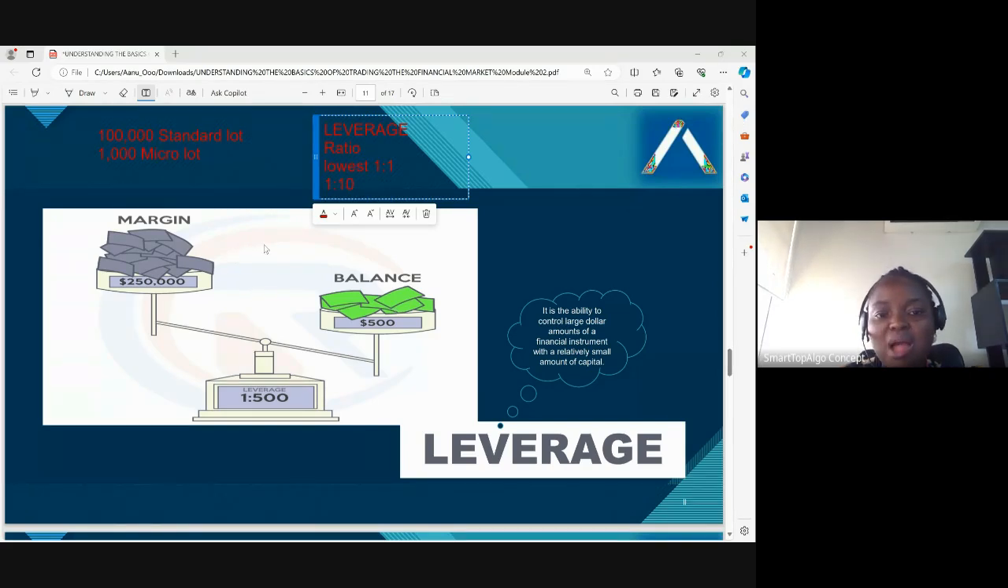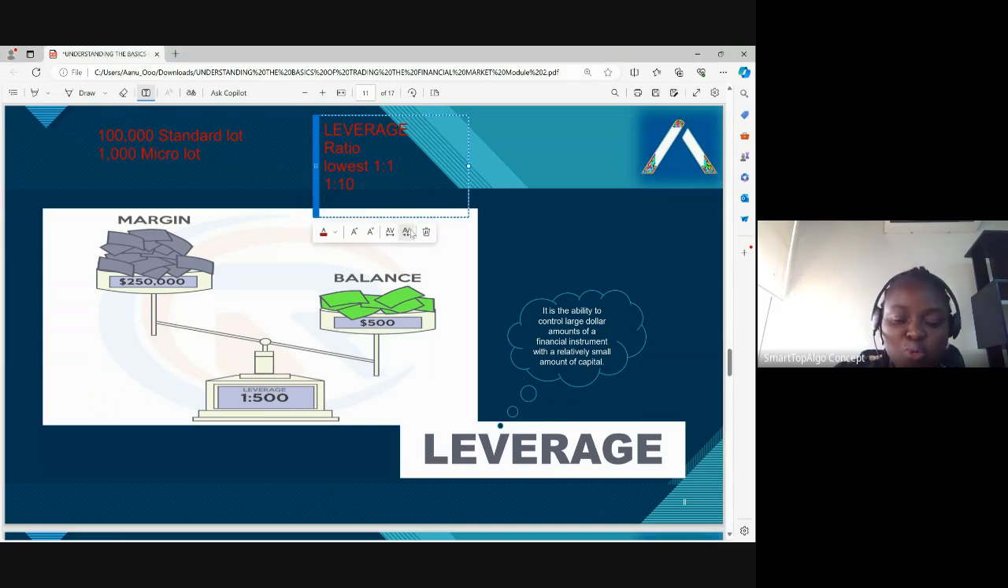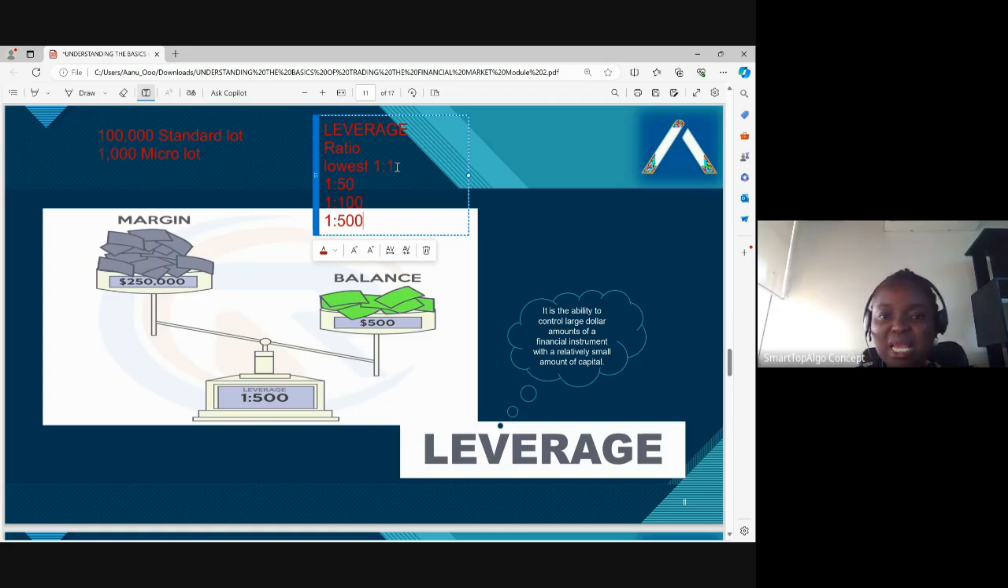So apart from leverage, we have different categories of leverage. We have leverage of 1-to-10, 1-to-20, 1-to-30, 1-to-40, 1-to-50. But me, I just want to pick some key figures. So I will pick 50, then 1-to-100, then 1-to-500. That is what I want to use as example.